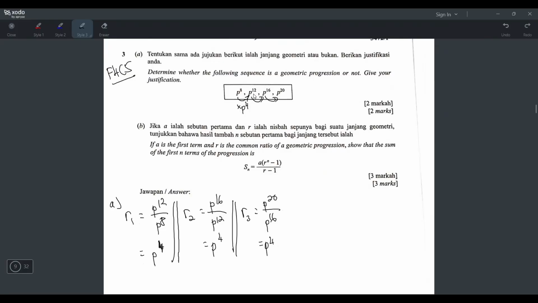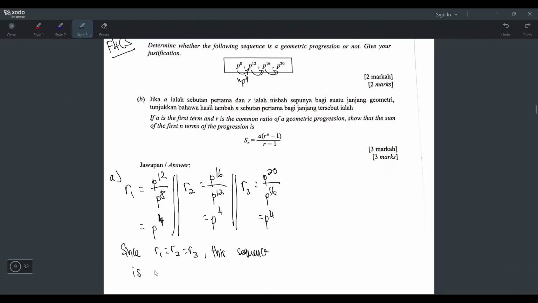So we can say that this is a geometric progression. How can we write it? We can write: since R1, R2 and R3 are all equal, therefore this sequence is a geometric progression. But of course, if you're trying to prove it's arithmetic, then you don't divide, you minus. Because for arithmetic, you don't find the ratio, you find the difference. The difference you have to minus.